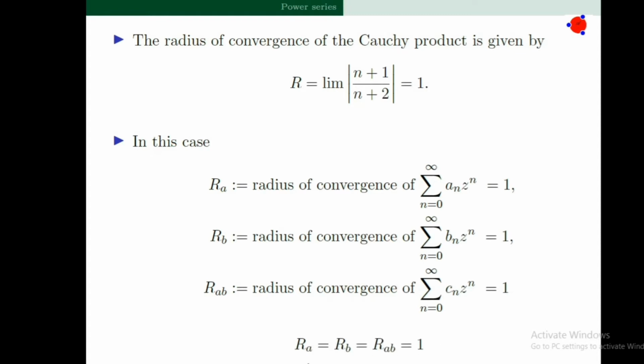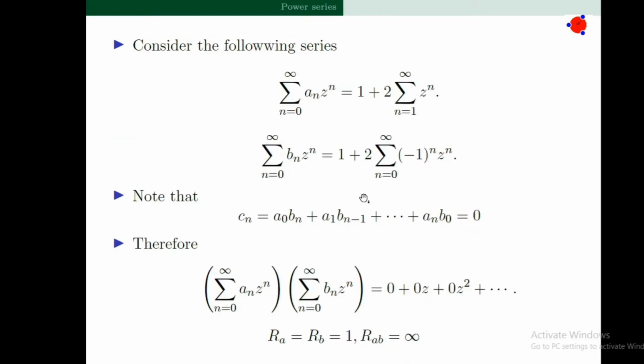So in this case, Ra, the radius of convergence of the first power series, is equal to the radius of convergence of the second power series, is equal to the radius of convergence of the Cauchy product of these two power series. Now consider another example.